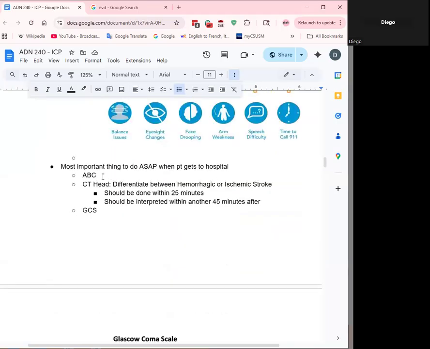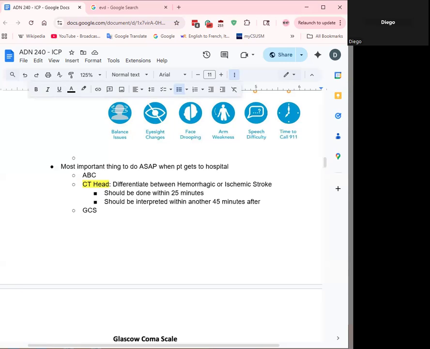So always your ABCs are going to be the most important thing when somebody gets there, and your most important thing after the maintaining of the ABCs is going to be getting a CT of the head, because you have to be able to determine if it's a hemorrhagic stroke or an ischemic stroke, because the treatment is going to be completely different.